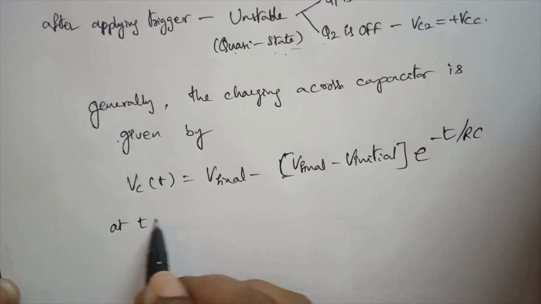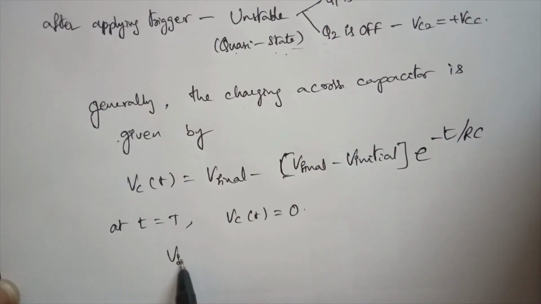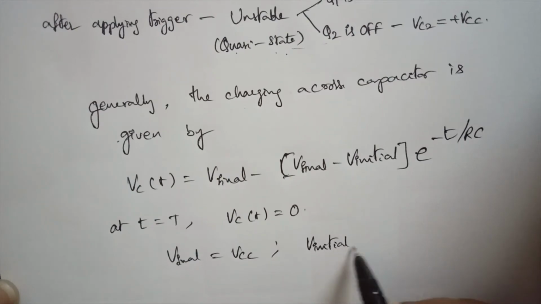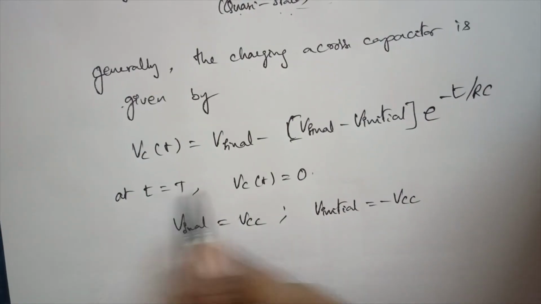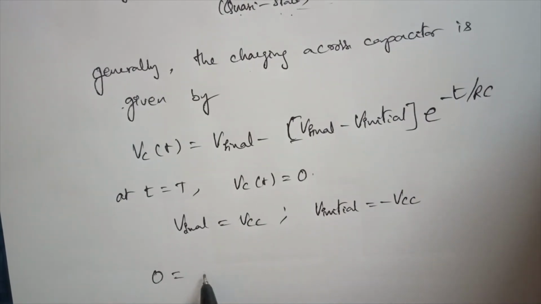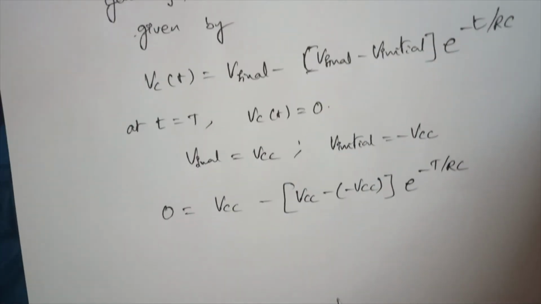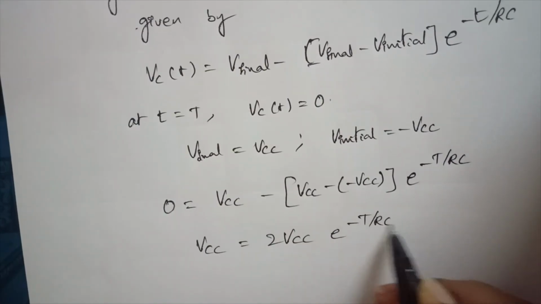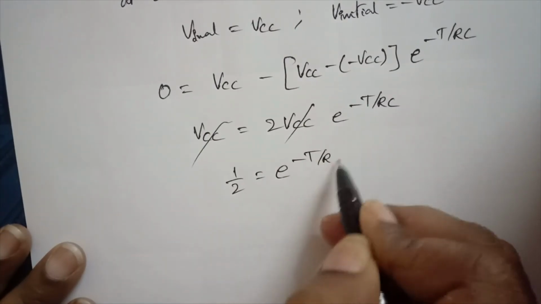So at t is equal to T, the Vc of t value is 0. What is the V final value? Again it is VCC. The V initial value is minus VCC. This was discussed in the last class. So substituting all this, it becomes 0 is equal to VCC minus of minus VCC into e power minus t by RC. So now we get VCC is equal to 2 VCC e power minus t by RC. VCC gets cancelled, so 1 by 2 is e power minus t by RC.